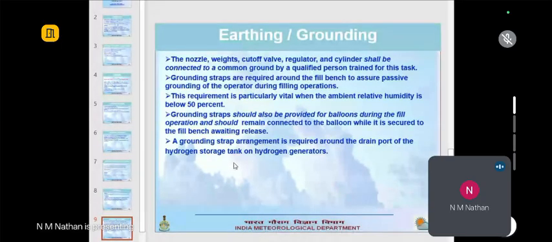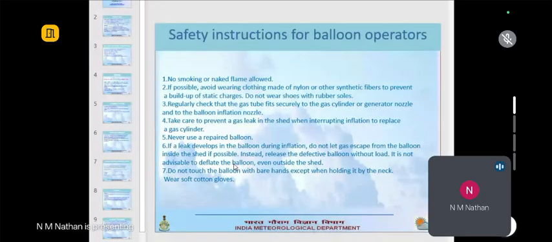Next, there are common instructions for filling up the balloon. The first point is no smoking or naked flame is allowed. Inside the hydrogen fill-up area, it is a no smoking area. It means any smoking or fire, anything of the sort, should not be allowed inside the hydrogen storage area.